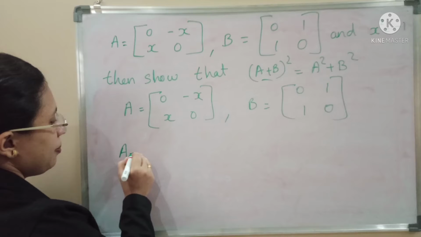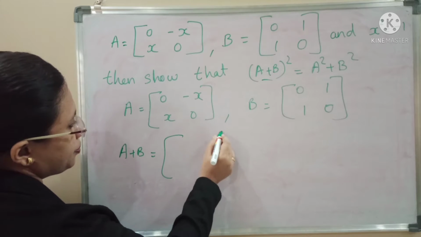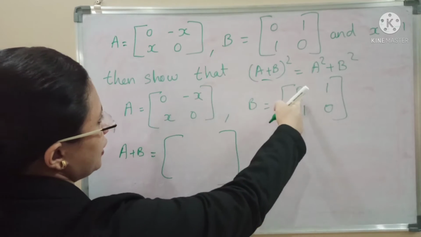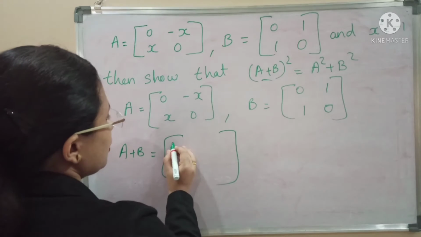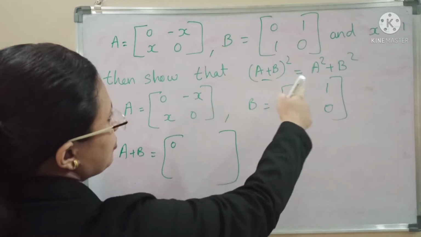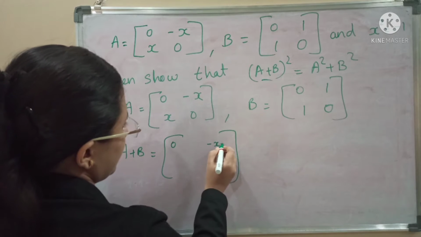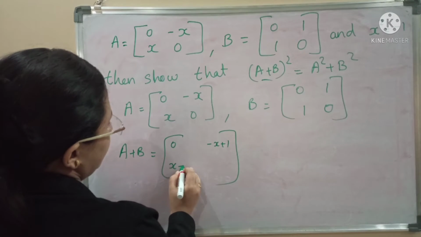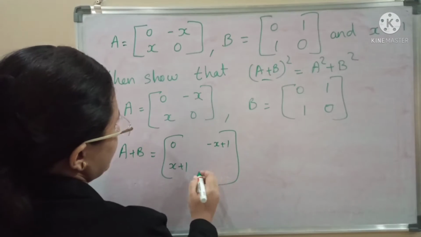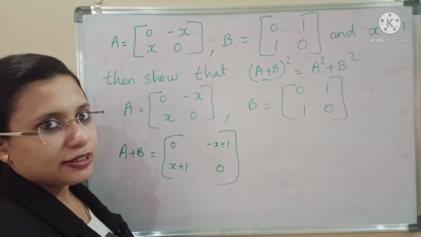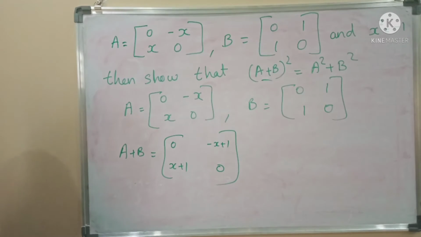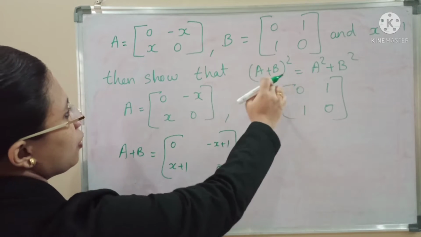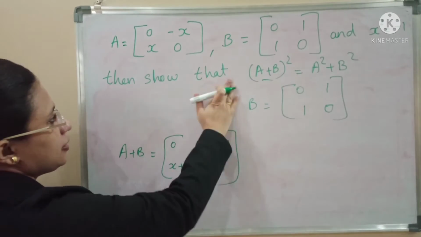Okay, so a plus b will be equal to, so adding these two matrices, right? So just add the corresponding elements. So 0 plus 0 is 0, minus x plus 1 will be minus x plus 1, x plus 1 will be x plus 1, 0 plus 0 is 0. This is a plus b. Okay, now we have to find out (a plus b) whole square. So I'll just write it here.